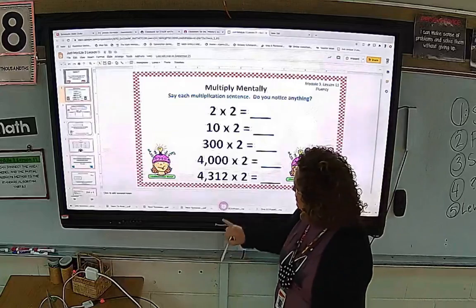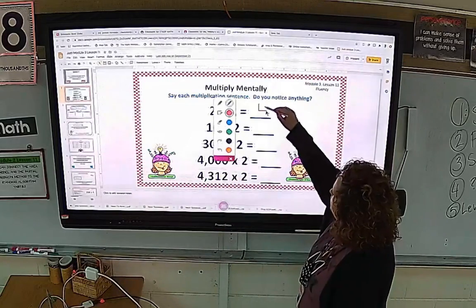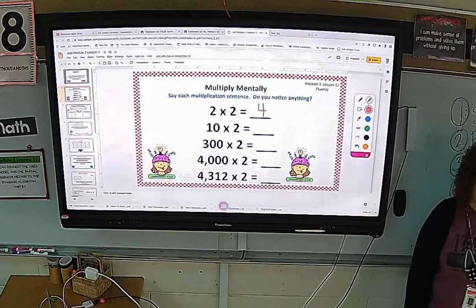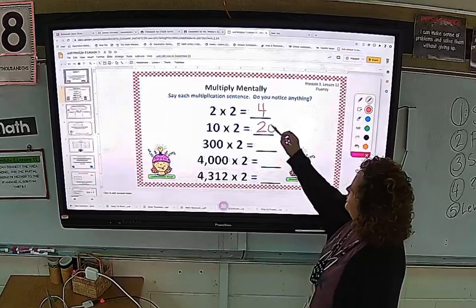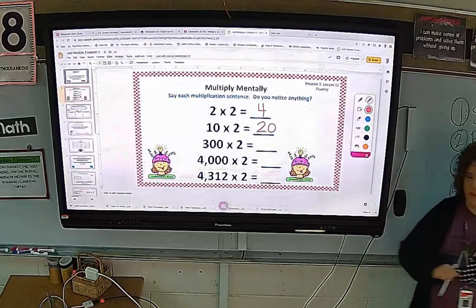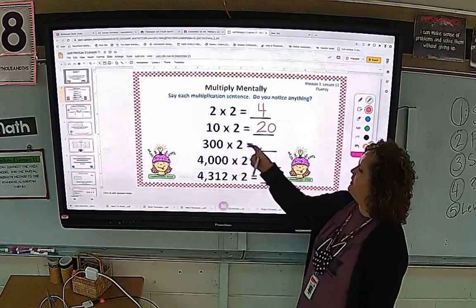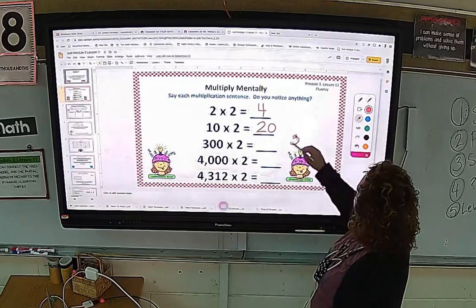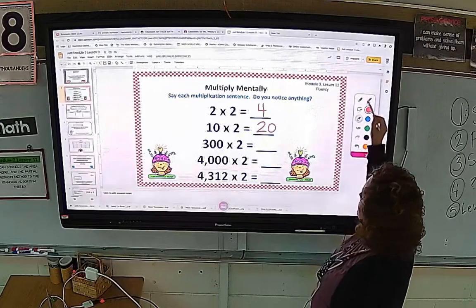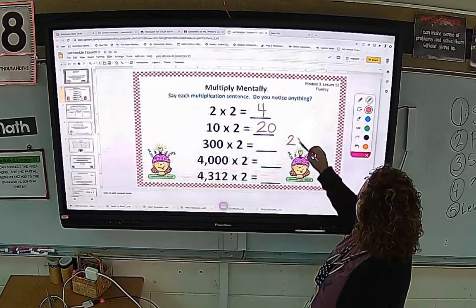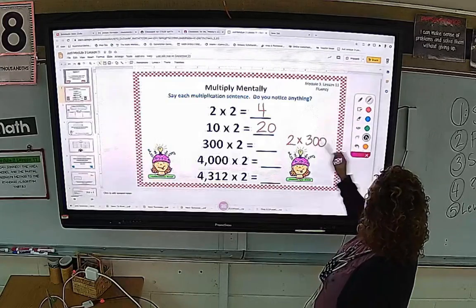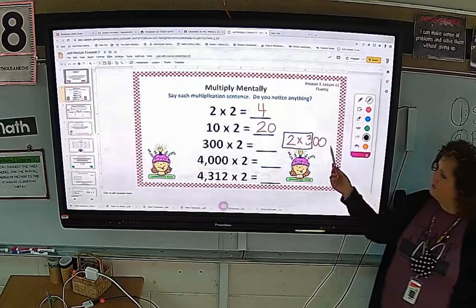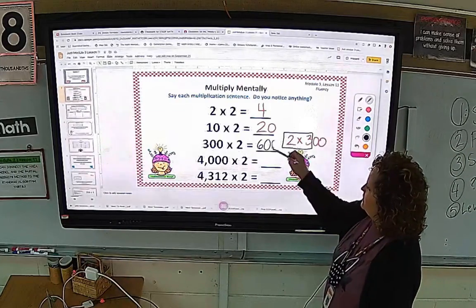What is 2 times 2? 4. What about 10 times 2? 20. What about 300 times 2? 600. Now, if you did not see that right away, remember you can imagine these. If we had written it 2 times 300, you could picture those digits getting multiplied. 2 times 3 is 6, and then add your 2 zeros. So we know the answer there is 600.